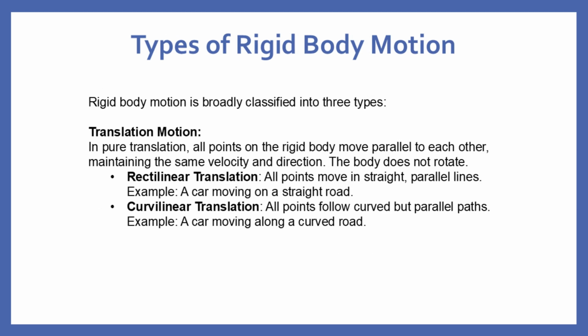Let's begin exploring the first type of rigid body motion, translation. In pure translation, every point on the body moves along parallel paths with identical velocity and direction. Think of an elevator moving up and down. Every point on the elevator travels the same distance in the same direction. We categorize this into two types: rectilinear translation, where points move in straight parallel lines, like a car on a straight road, and curvilinear translation, where points follow curved but parallel paths, like a car on a curved road.